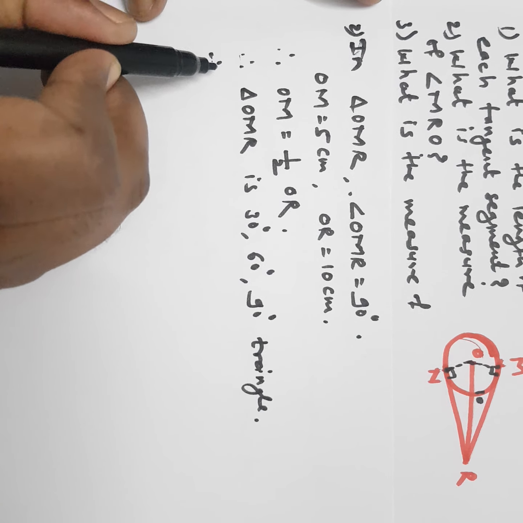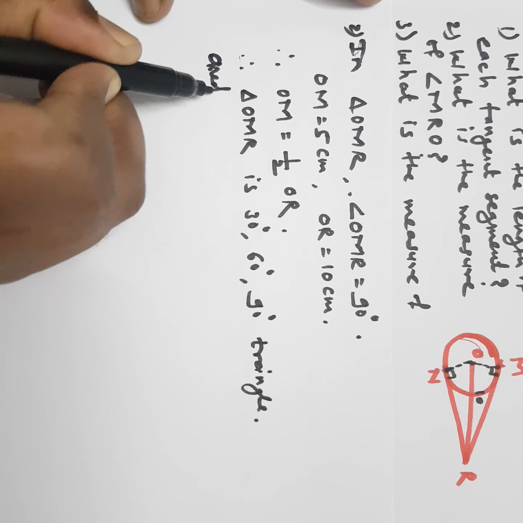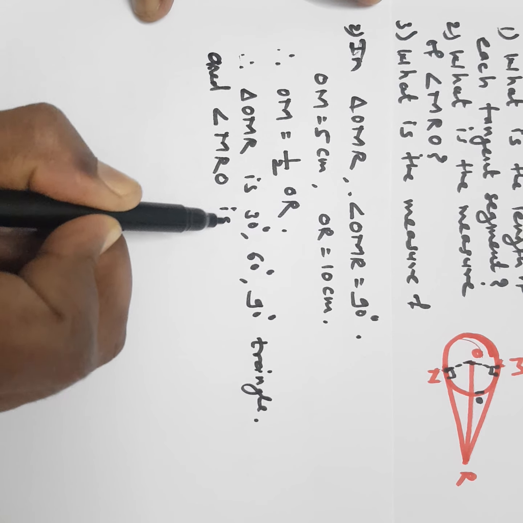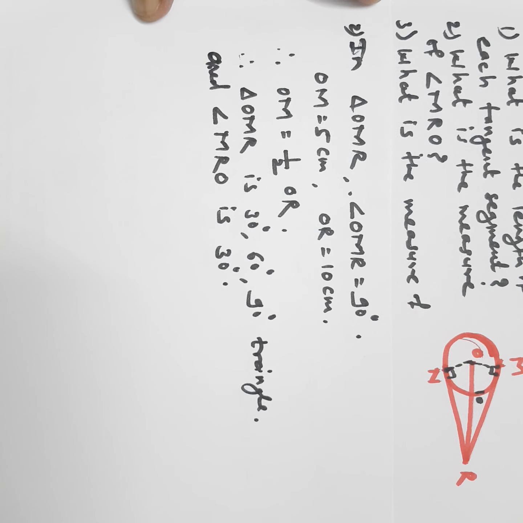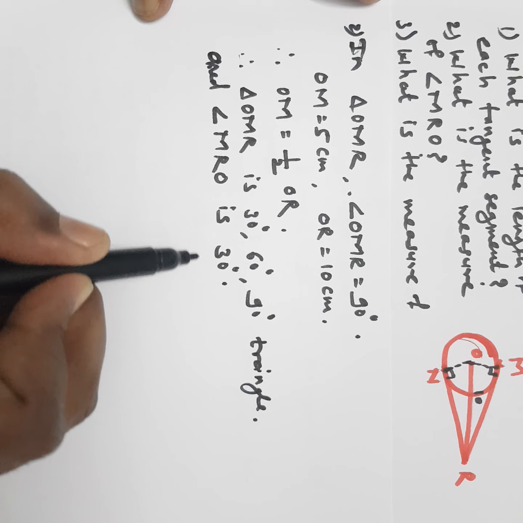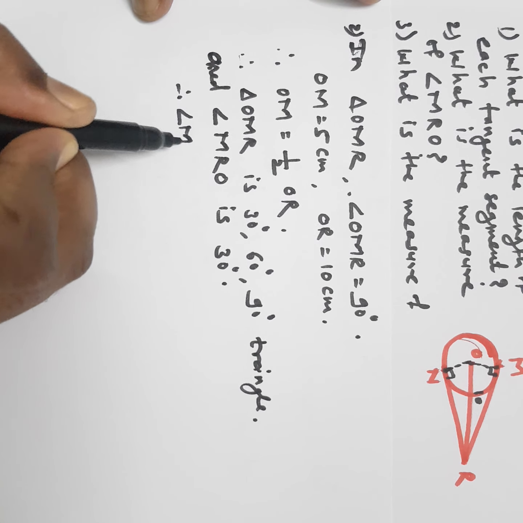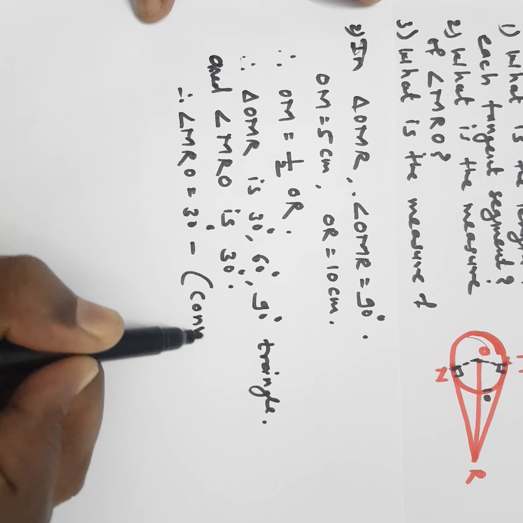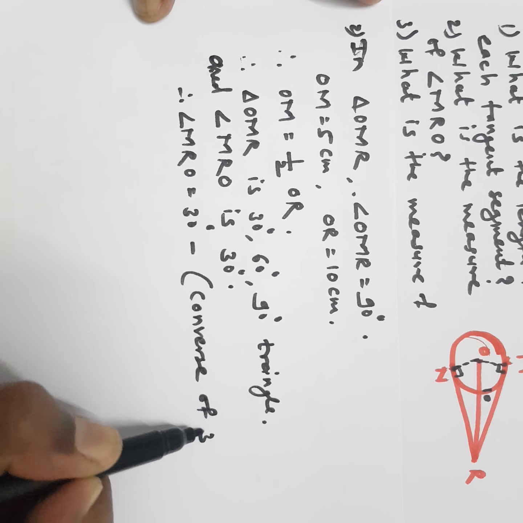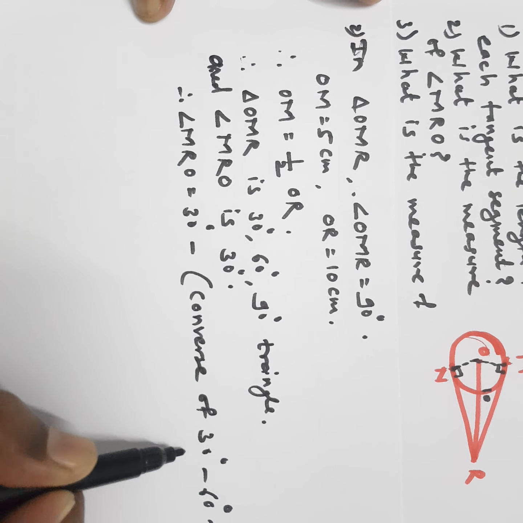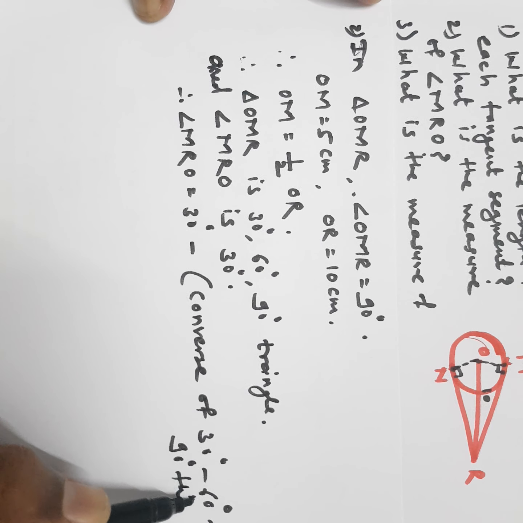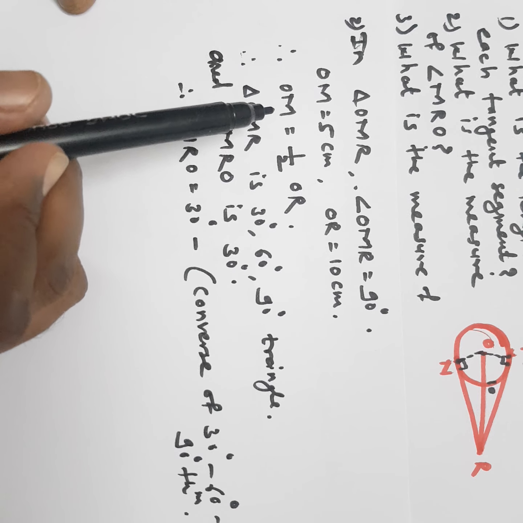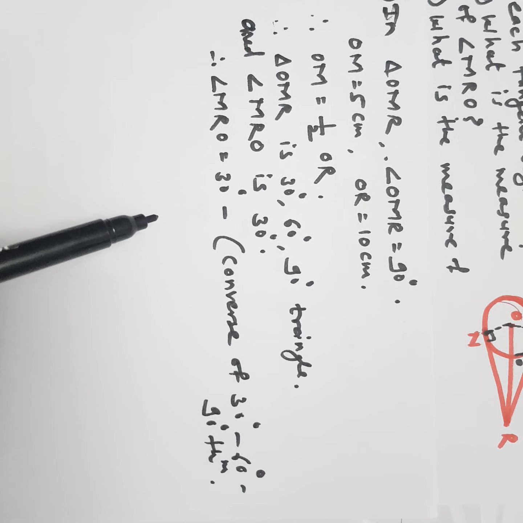and angle MRO is 30 degree. Reason: therefore angle MRO is equal to 30 degree, and the geometric reason is the converse of the 30 degree, 60 degree, 90 degree theorem. As the side opposite to this angle is half of the hypotenuse, this angle is 30 degree.